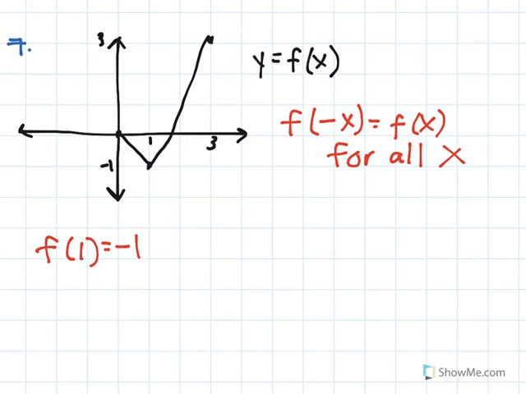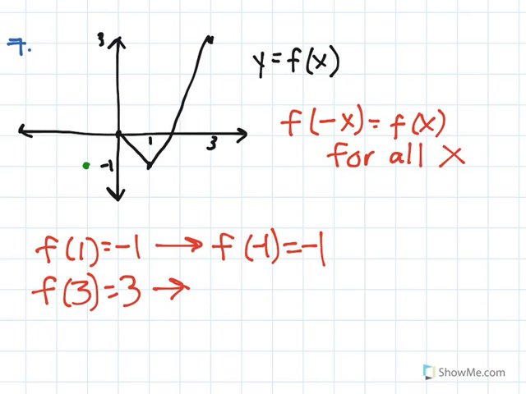So if we know f of 1, with our rule, we also know then that f of negative 1 is equal to negative 1. So we can plot that point on our graph. We also know that f of 3 is equal to 3, which means that f of negative 3 is also equal to 3. We can plot that point on our graph as well.